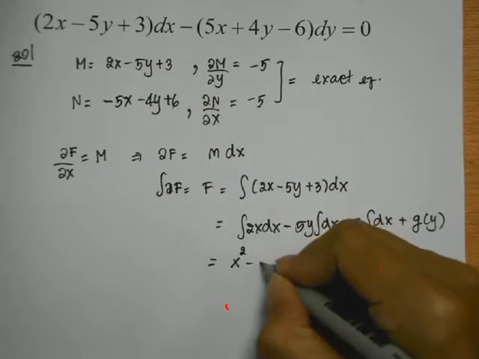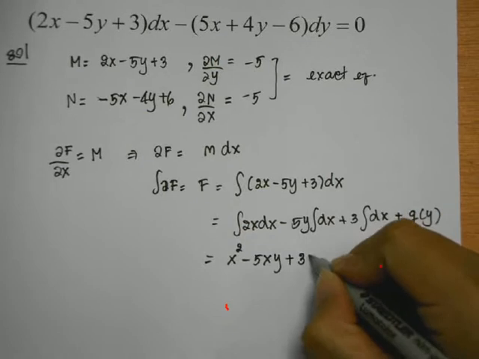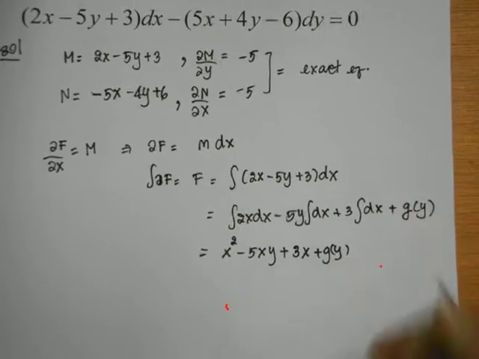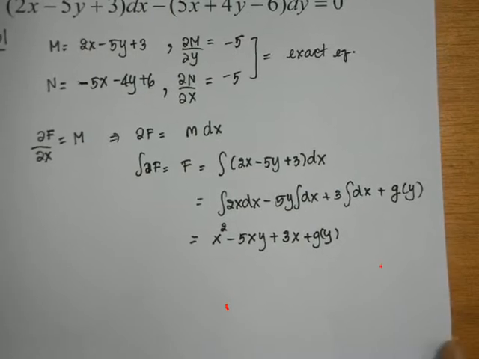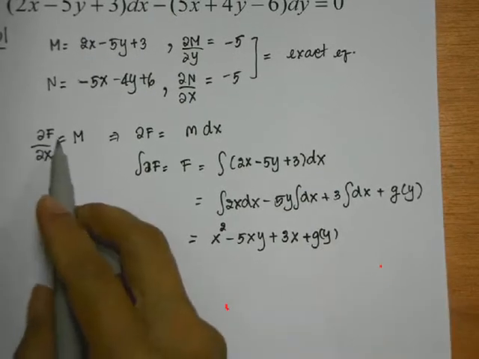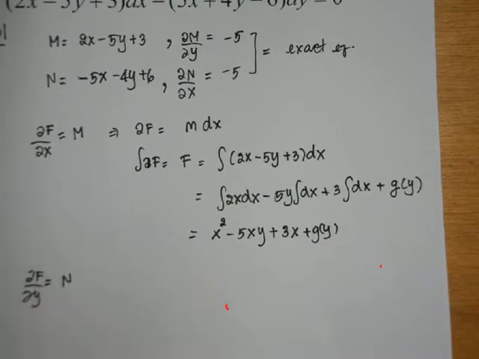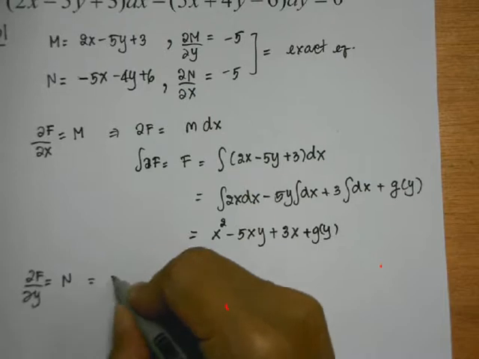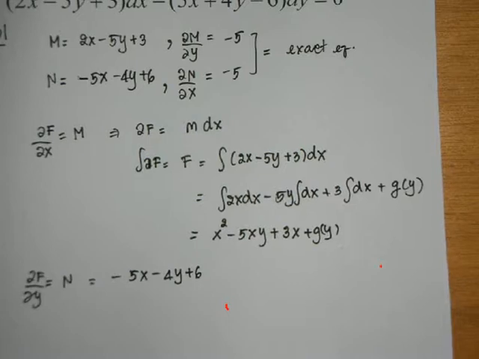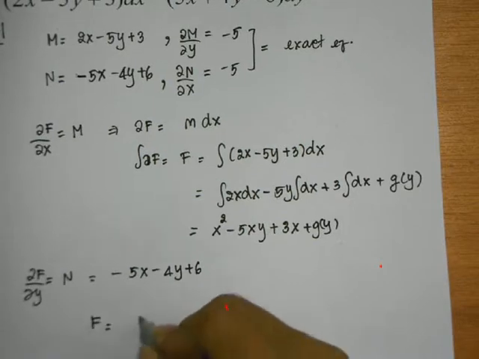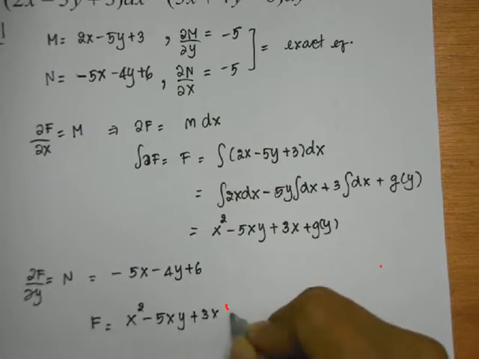So you would get negative 5xy plus 3x plus g(y). If we find g(y), then you would know what is the f(x,y). So the way to find g(y), you got to do df by dy equal to N. And now we know our N is equal to negative 5x, negative 4y, and plus 6. And we know that our f is equal to x squared minus 5xy plus 3x plus g(y).